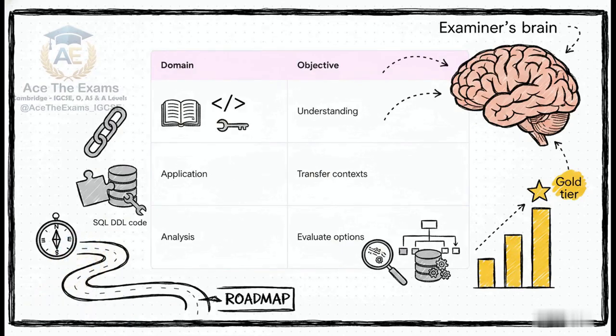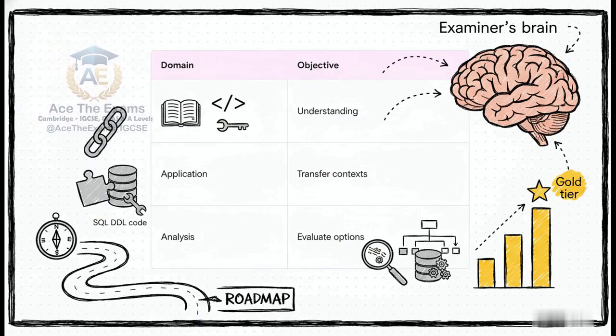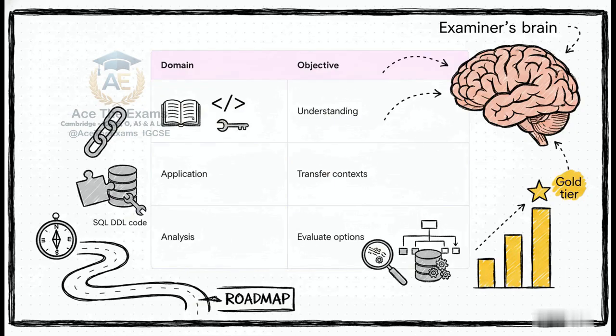This framework right here is your roadmap into the examiner's brain. At the absolute baseline, we have knowledge and understanding. That's knowing that PRIMARY KEY is the correct syntax. It's totally necessary, but honestly, it only gets you the bottom tier marks. Moving up, we hit application. This is where you encounter a highly complex, completely convoluted data dictionary provided in the exam. You have to identify which fields need to link and write the specific, customized SQL DDL code to make it happen without any syntax errors.